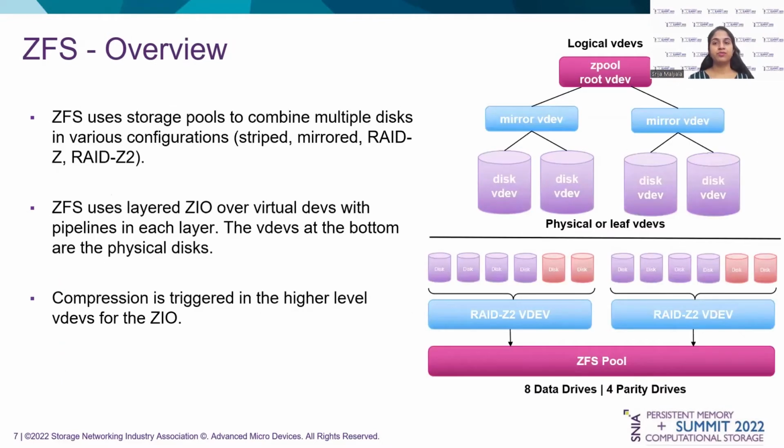Here are the two different ZFS pool configurations. The one on the top is a mirrored pool configuration, and the one at the bottom is a RAID Z2 configuration. The disk VDEVs at the bottom are the physical VDEVs, and the ones above are the virtual ones. Compression is always triggered at the top level VDEVs.